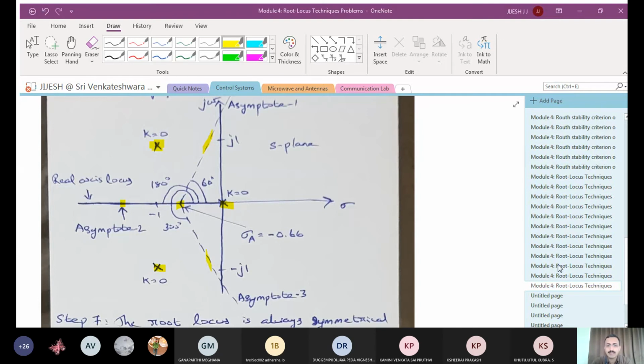So after completing that, for a linear system k should always be real. Hence, since k is a complex number for s equal to minus 0.66 plus or minus j 0.471, there are no breakaway points. So since k is a complex number, you can say that there is no breakaway point.